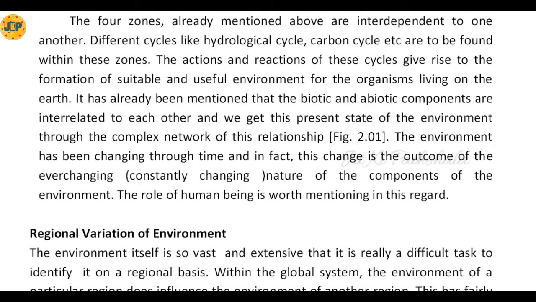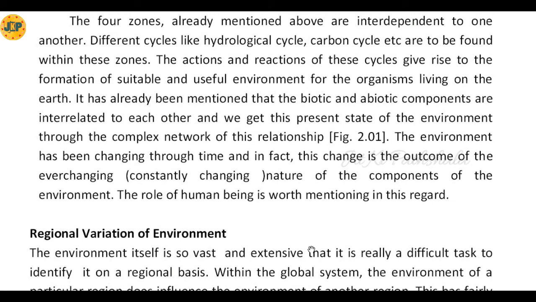Different cycles like the hydrological cycle, carbon cycle, etc. are to be found within these four zones. The actions and reactions of these cycles give rise to the formation of a suitable and useful environment for the organisms living on the earth. So because of the different cycles present in the atmosphere, different types of action and reaction take place, which creates a suitable environment for the living organisms on the earth.